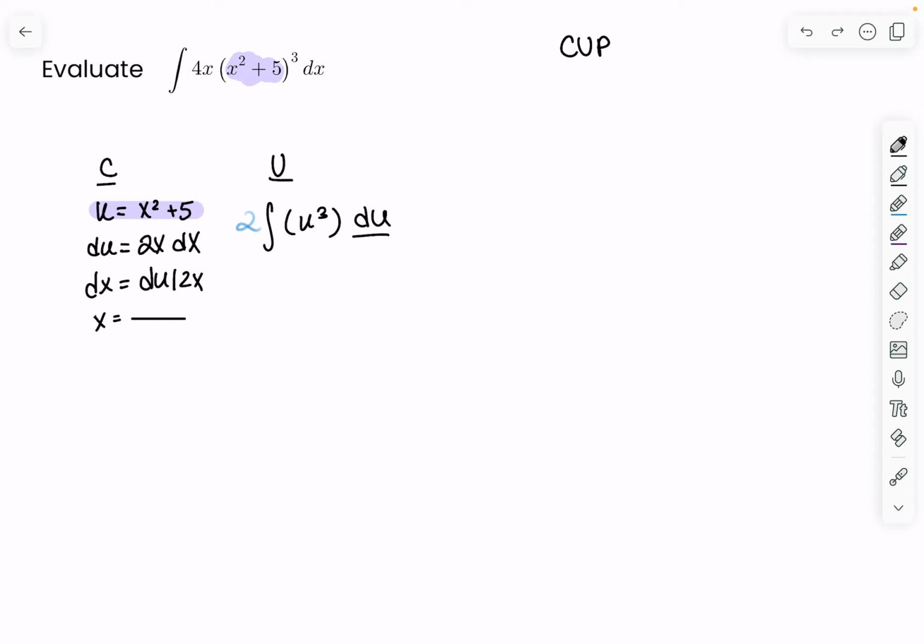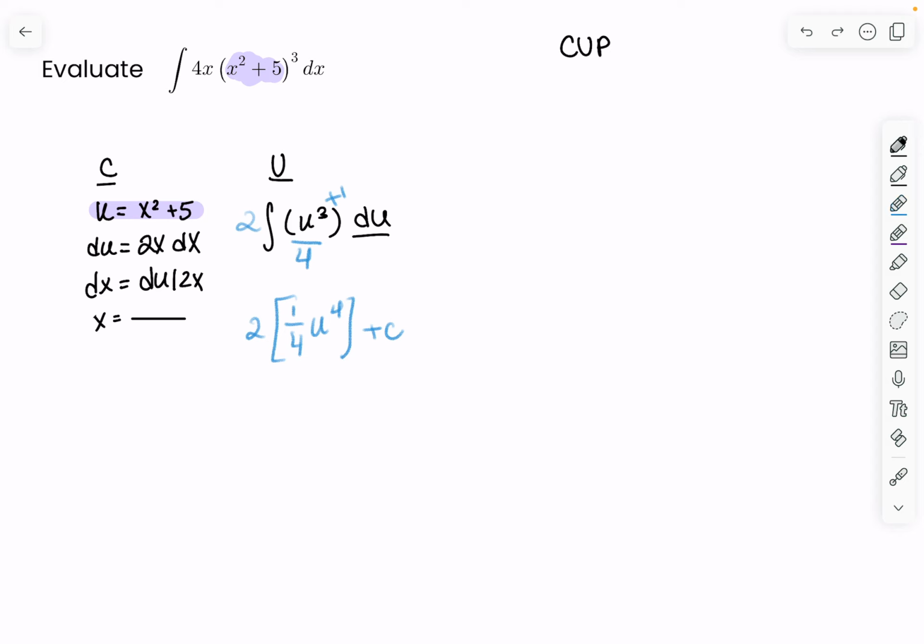So now I integrate. So it's going to be plus 1. This becomes a 4. And then you divide by whatever that is. So that's going to be a 4. So this becomes 1/4 u to the 4th. I'm multiplying this whole entire thing by 2. And I'm adding a plus c because it's an indefinite integral, right? There's no bounds.